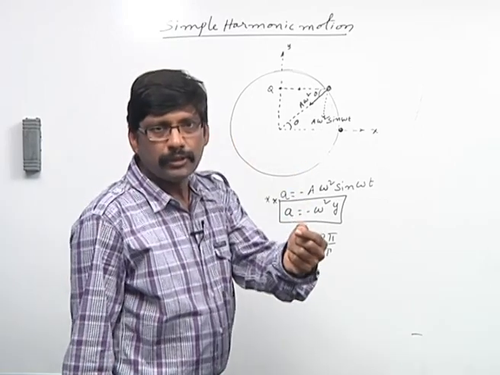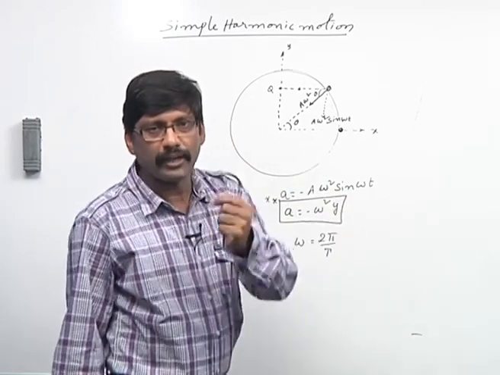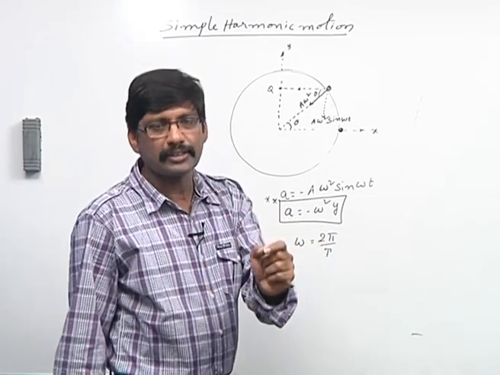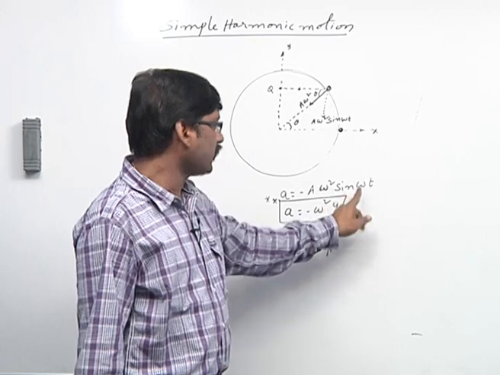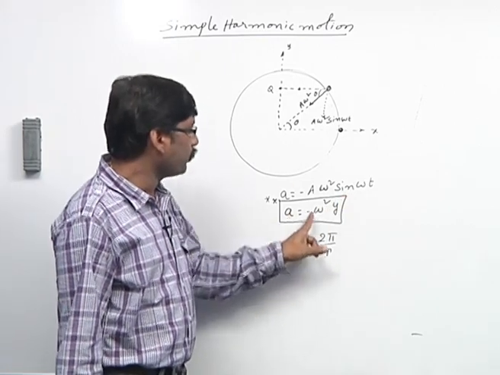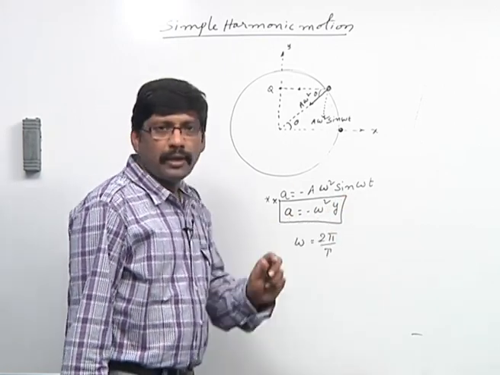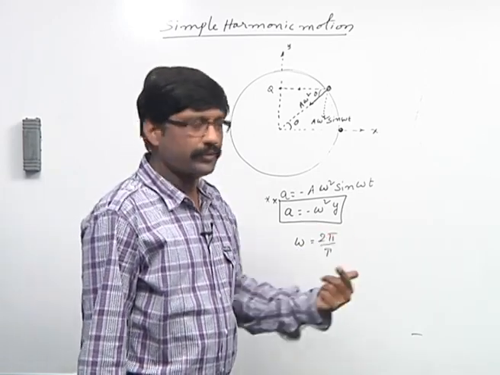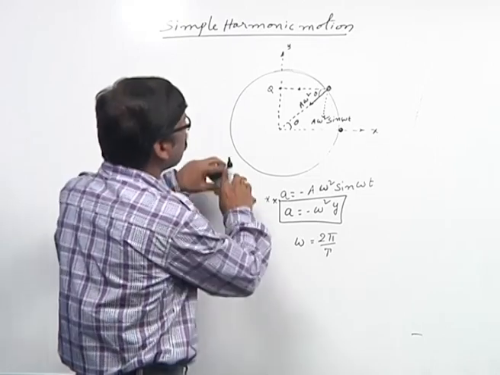y is equal to a sin omega t, v is equal to a omega cos omega t, and acceleration a is equal to minus a omega square sin omega t, which is nothing but a is equal to minus omega square y. And one more important thing in SHM is phase. Let us try to understand what the term phase means.